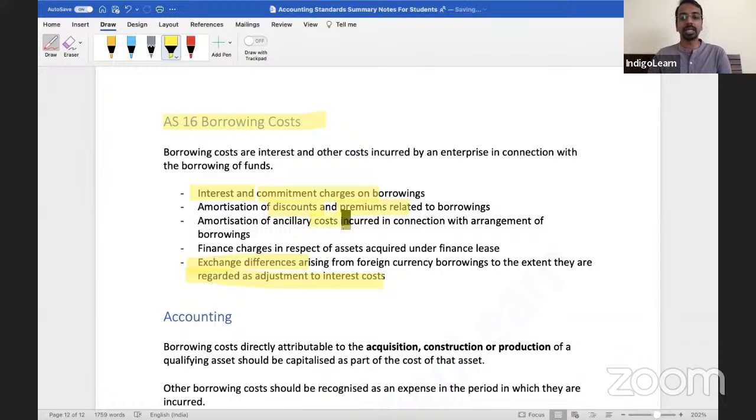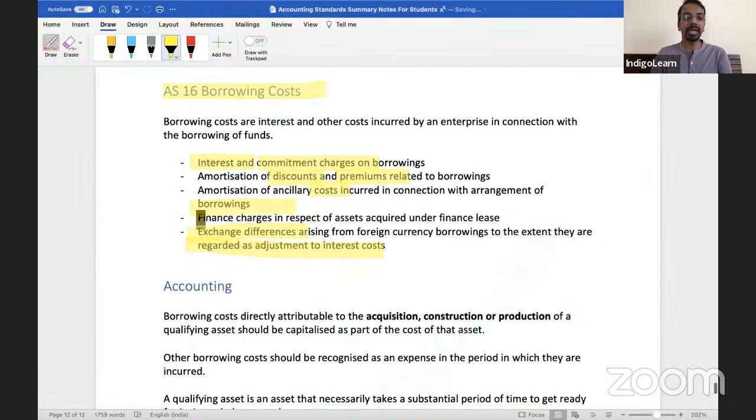Then any other cost incurred in connection with arrangement of borrowing, you may pay some processing fees, consultancy charges, legal charges. All the costs associated with borrowings are called borrowing costs. And if you have acquired an asset under finance lease, which you will understand in Group 2 AS 19, finance charges in relation to these assets are also called borrowing cost.